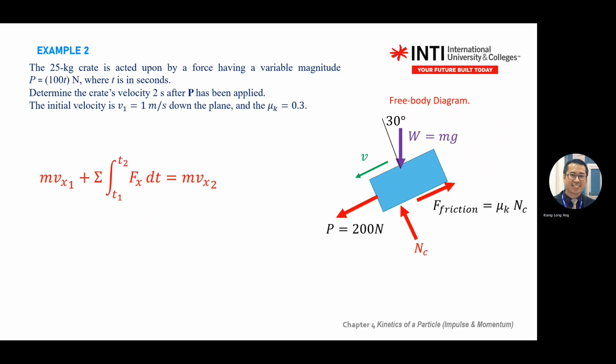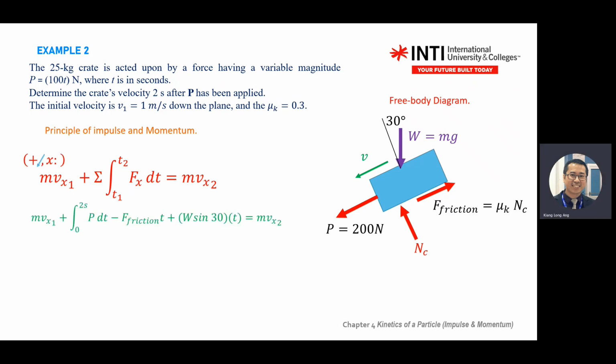Which one? My X go down positive. Which one is not inside here? NC, right. So you have mVx1 plus first P, positive because it's go down positive. Friction negative, times T. Then W sine 30.